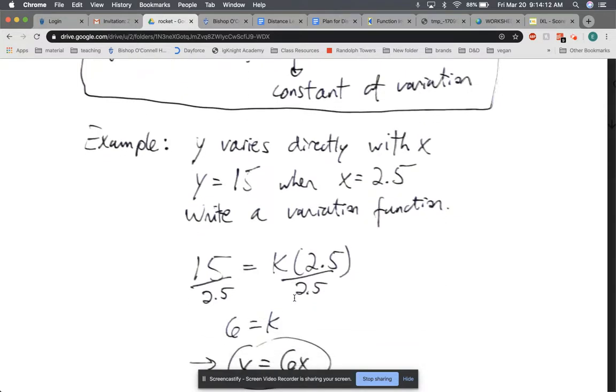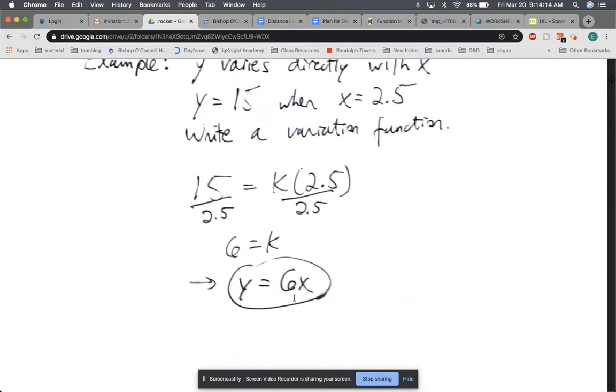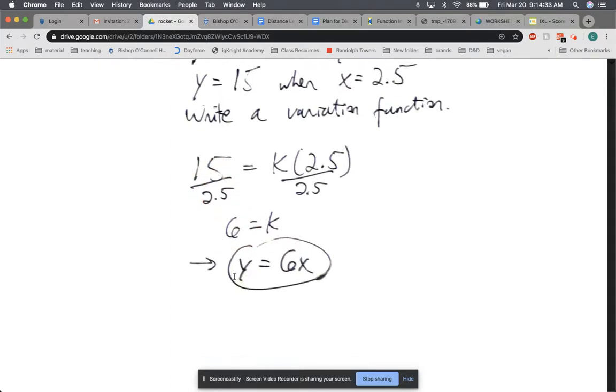So here's the work. We have 15 equals k times 2.5, right? To find k, you just divide by 2.5. 15 divided by 2.5 is 6. So k equals 6. And then the final answer, if you're asked to write the function, is y equals 6x. And that's a linear function, as we all know, right? So very simple.